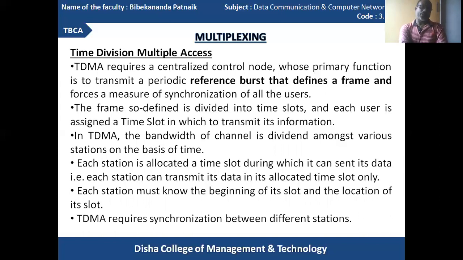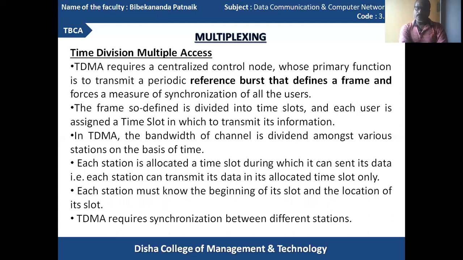If a system has four stations, that is S1, S2, S3 and S4, S1 is normally provided the very first location of the time slot. So it can activate that time slot, and after that station 2, station 3 and station 4 follow in a synchronization mode. And the last point on this slide is that TDMA requires synchronization between different stations.